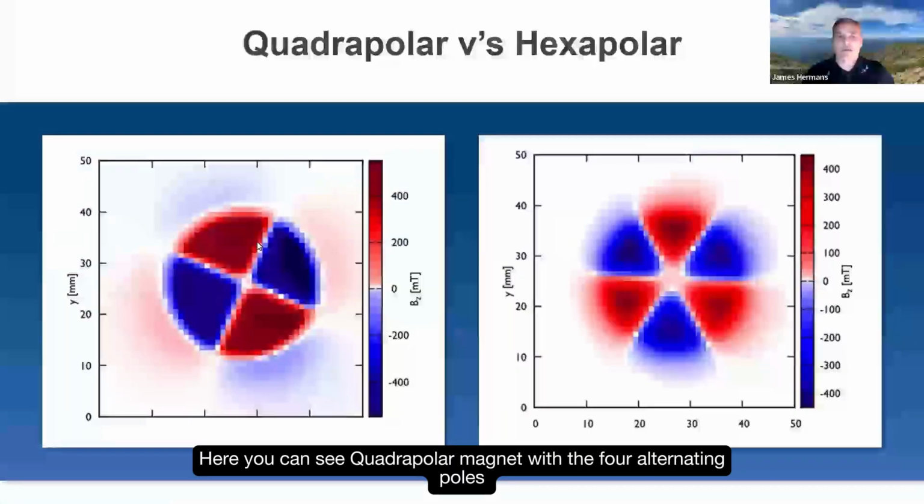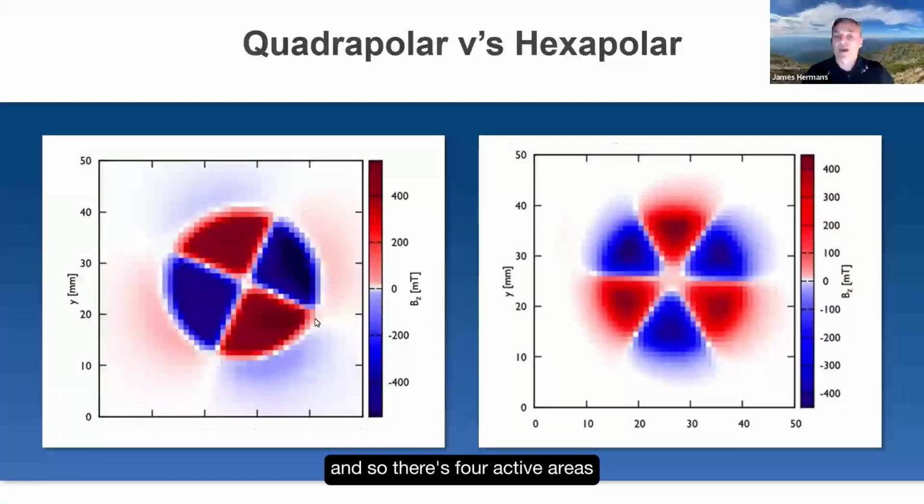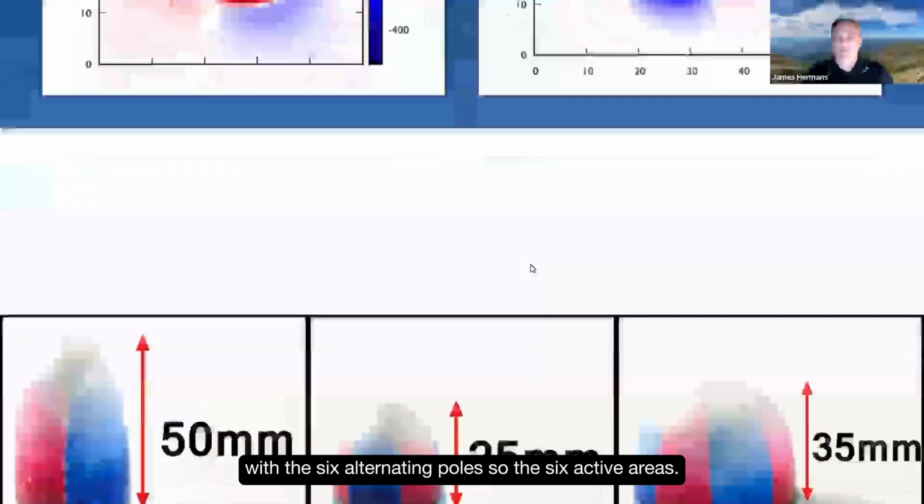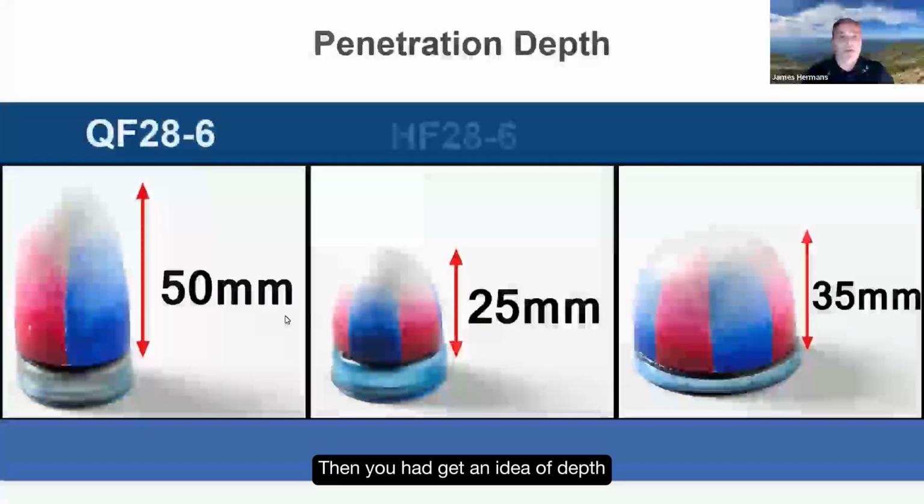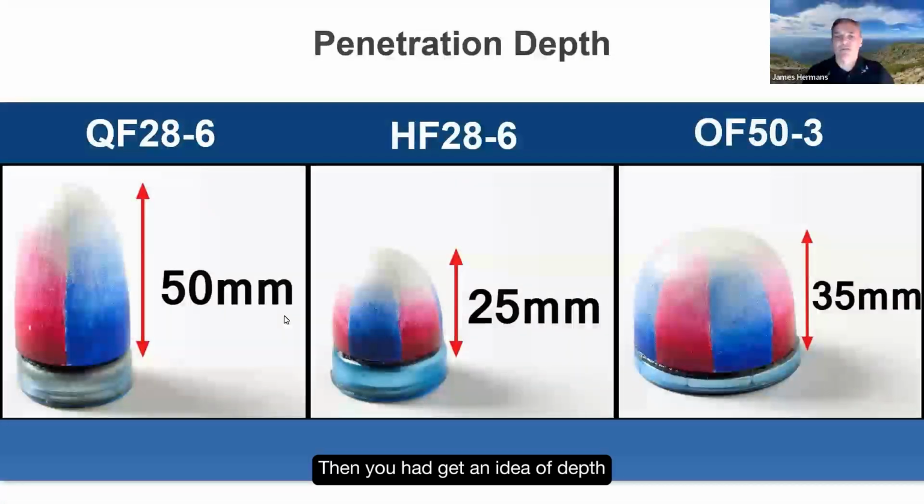And here you can see a quadrupolar magnet with the 4 alternating poles. And so there's 4 active areas. And here you've got a hexapolar magnet with the 6 alternating poles. So the 6 active areas. And then you get an idea of depth of penetration of different magnets.